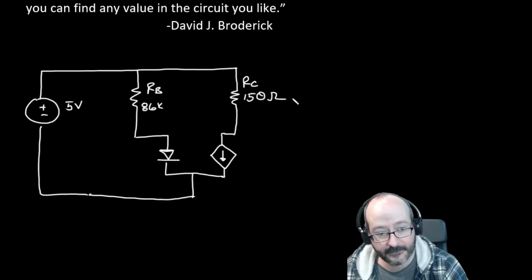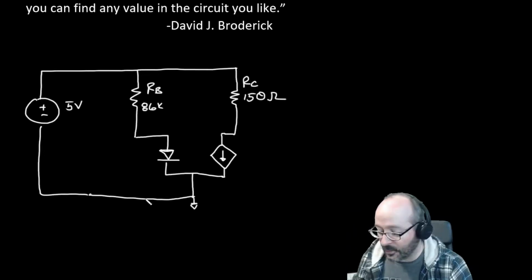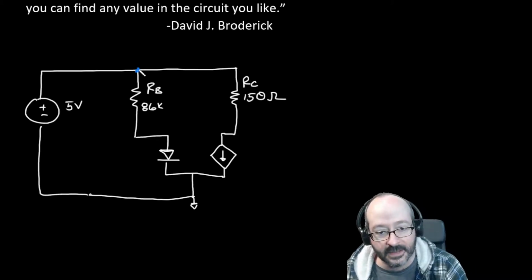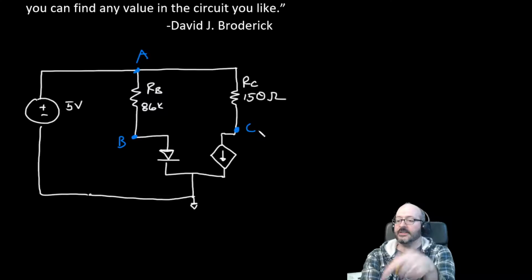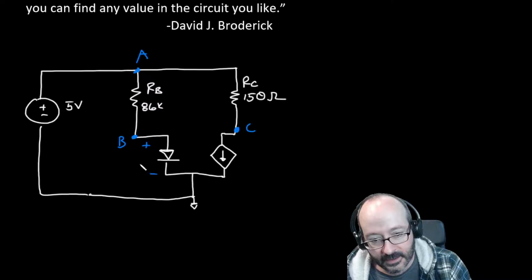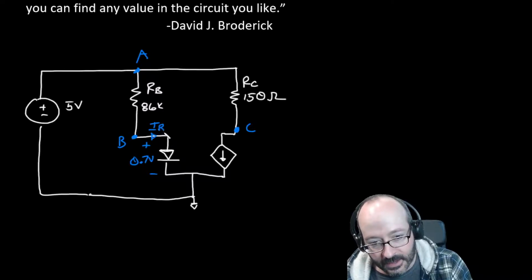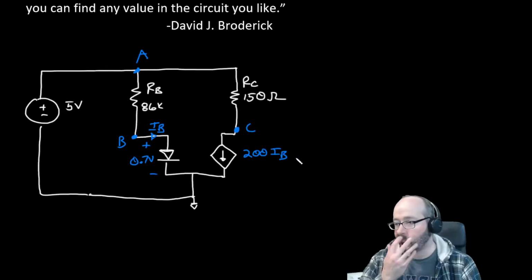We have to find our non-reference nodes. If we're working off the other schematic, the 5 volt was A, this was B, and this was C here. We want to find those voltages, and then use them to go find the Q point. This is 0.7 volts, one of our assumptions. And there's IB, and this is going to be beta, 200 times IB. This is our circuit.